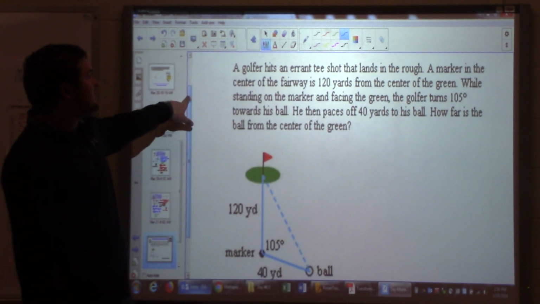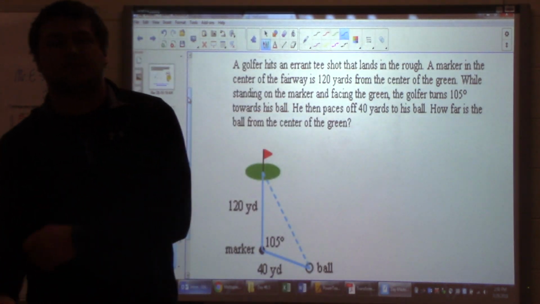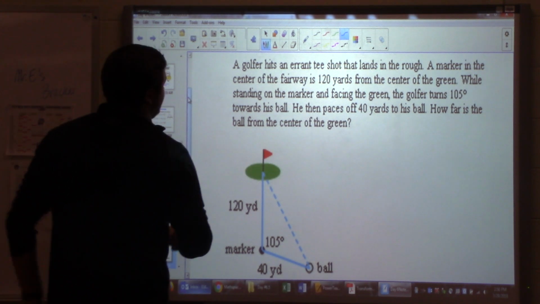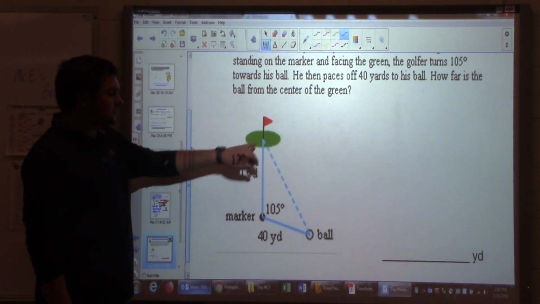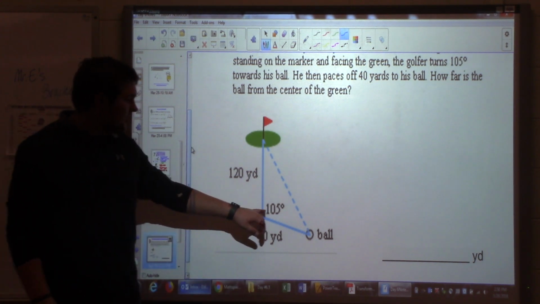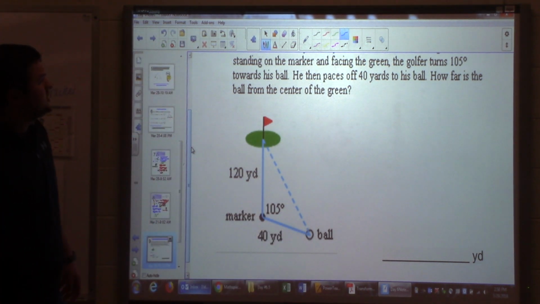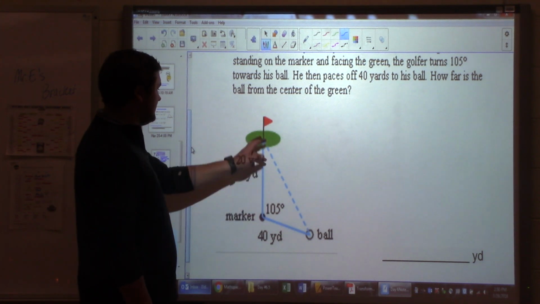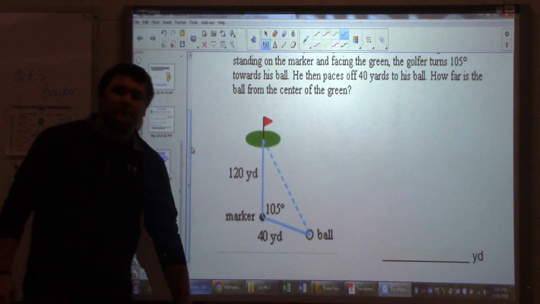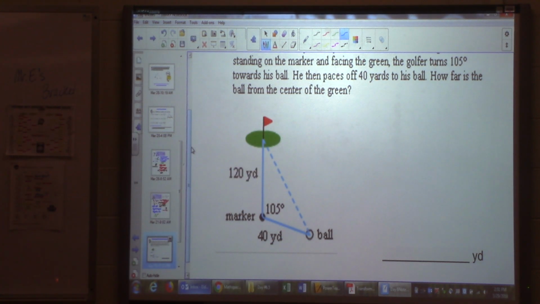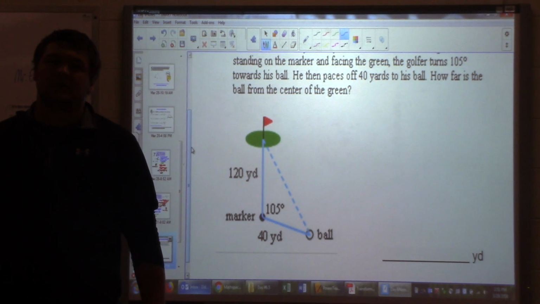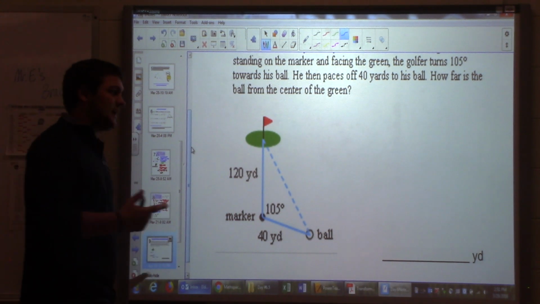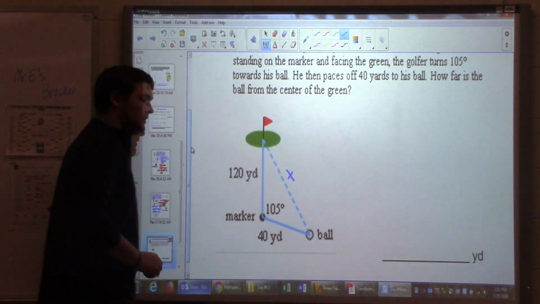Alright, law of cosines. A golfer hits an errant tee shot that lands in the rough. A marker in the center of the fairway is 120 yards from the center of the green. So a marker here is 120 yards from the green. He hit his ball way over here in the rough. So if he looks at that, he knows it's 120 yards there. He turns 105 degrees to face his ball. He then paces off 40 yards to his ball. He wants to know how far he is from the center of the green. So I want to find that third side length, right? I want to find this side over here.